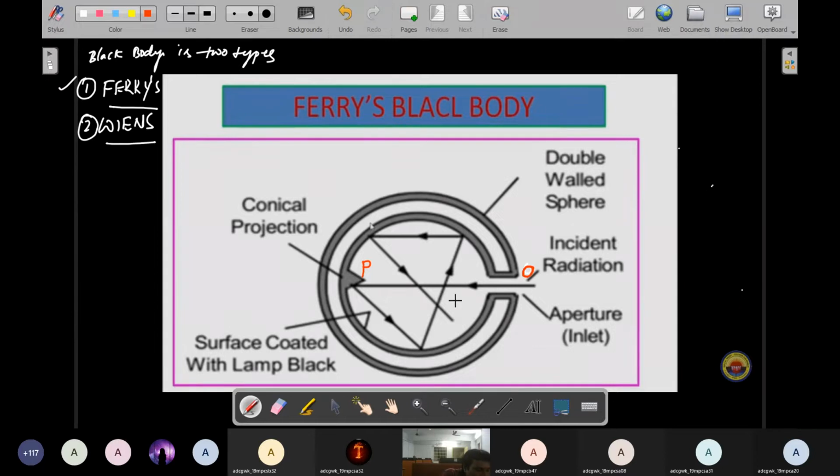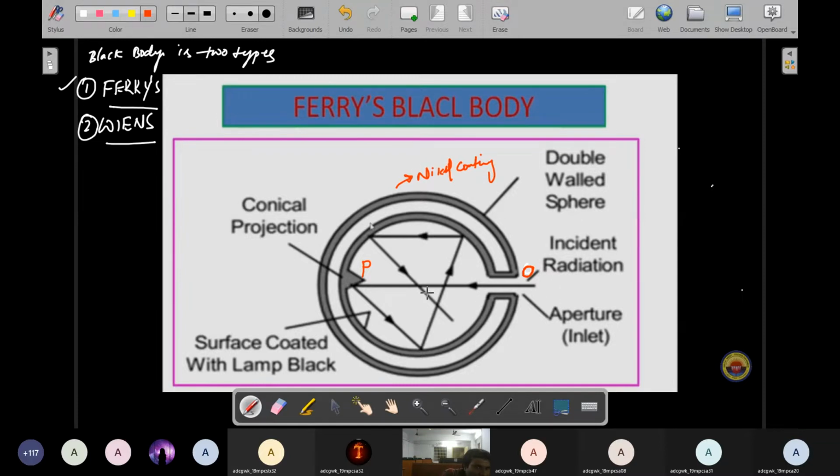So we are using lamp black color inside. This is the lamp black coating inside, and the outside is coated with nickel. So the outside surface is coated with nickel coating. Now this is the construction of the Ferris black body.